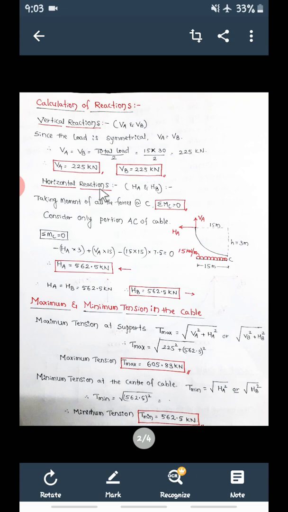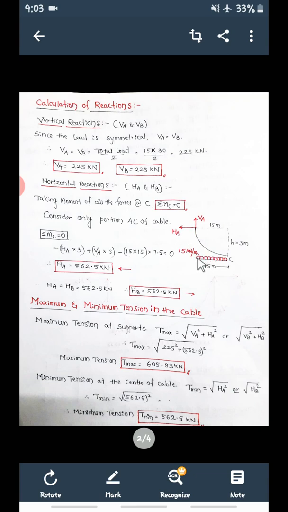Next, similarly, the horizontal reactions, that is HA and, on this side, HB. When we are calculating horizontal reactions, you can take only half portion of the cable, so from A to C. This is point A to C, half portion, or you can take even B to C also, no problem. Either A to C or B to C, you only have to consider half portion of the cable. As usual, we have already found out VA, and HA we are going to find out now. This is not known now.